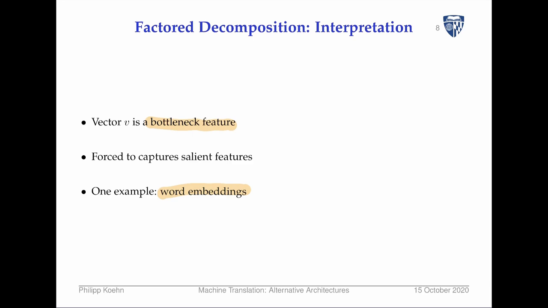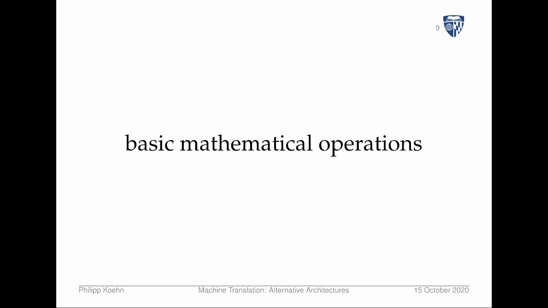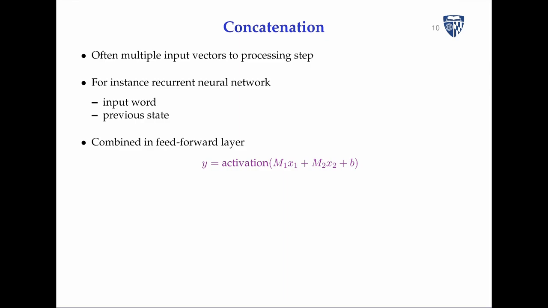Okay, so these were just variants of matrix operations. Let's actually look at even simpler things, at some very, very basic mathematical operations that we might want to use in our neural architectures. So let's start with something simple, which is concatenation. Often we have multiple input vectors for a processing step. There's actually a good example for that in the recurrent neural network, where we have the input word and the previous state that both inform the next state.